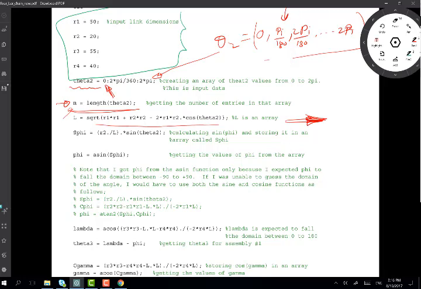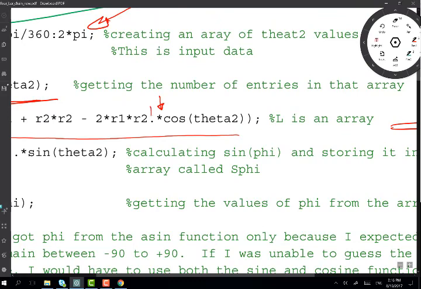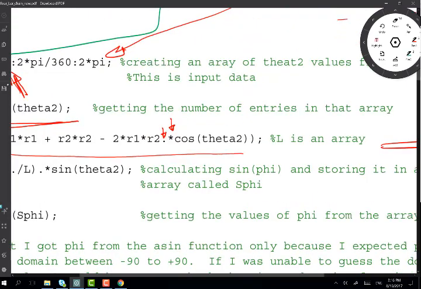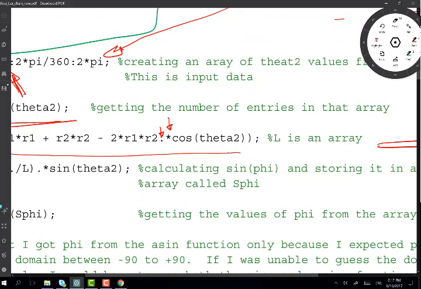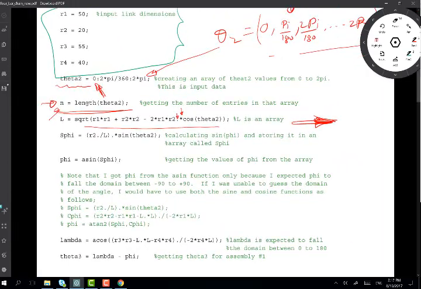I want to take every value in an array theta 2 and use it to calculate L. When I do the multiplication here, the asterisk, the star, is multiplication. I want you to note the little dot I have here. This little dot ensures that every element is taken from the array separately and used in this calculation to give me a corresponding value in the array of L.